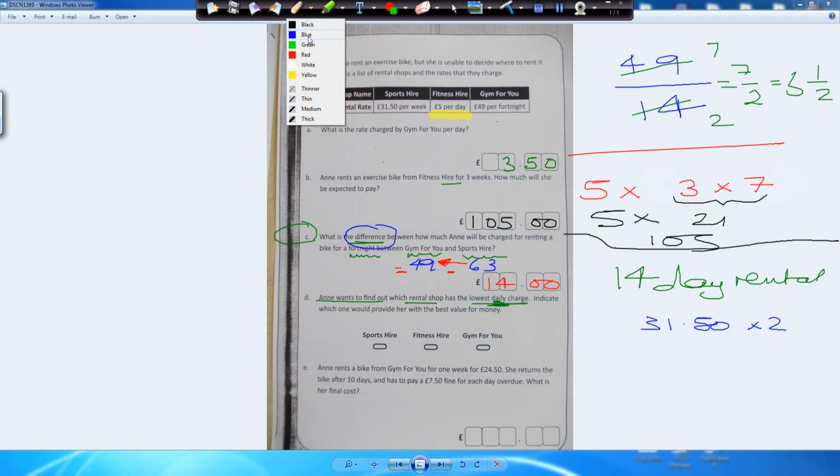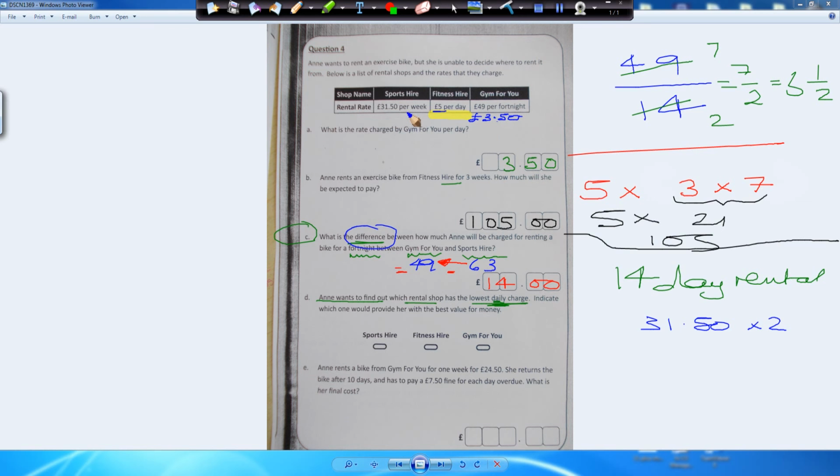Thank you, Harun, for spotting. This is £5 a day. Gym for You, we worked out earlier their daily rate was £3.50. So just right over here, £3.50 per day, which actually comes from this question over here.